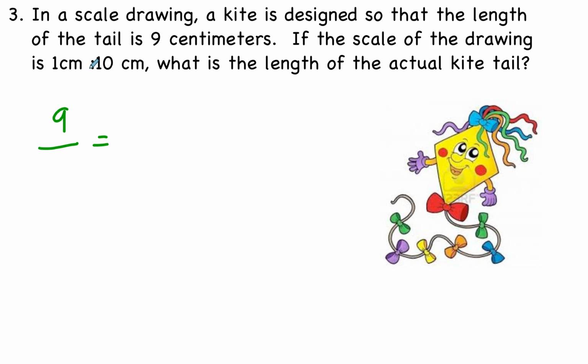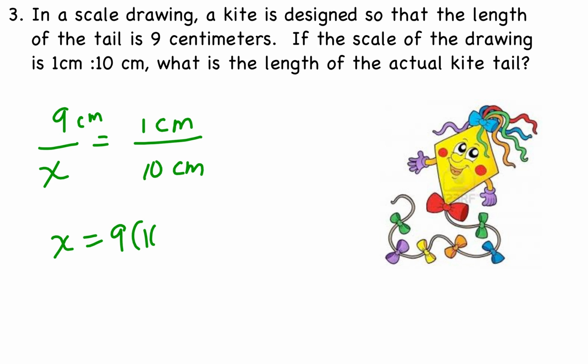Okay, so this is the scale to real. So 1 centimeter in a model is 10 centimeters in real life, right? So we want to know what is the length of the actual kite tail. This was the scale of the tail, right? In a scale drawing, a kite is designed. So now we're going to cross multiply. X times 1 is x equals 9 times 10. So x is equal to 90 centimeters.